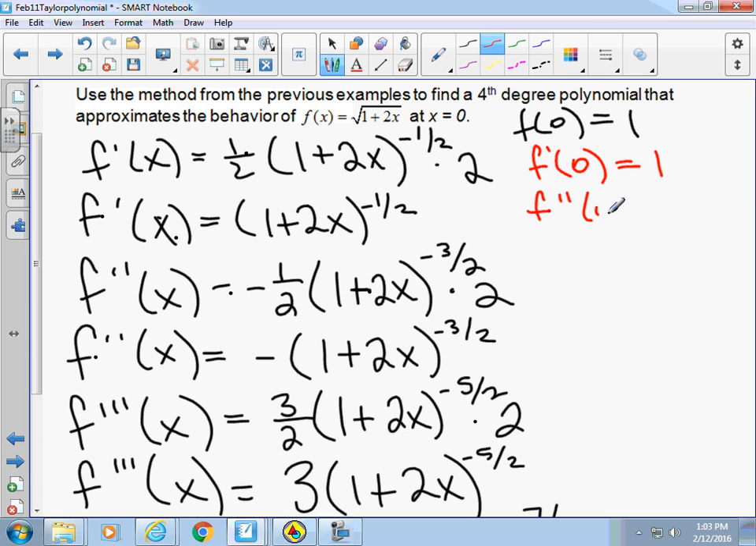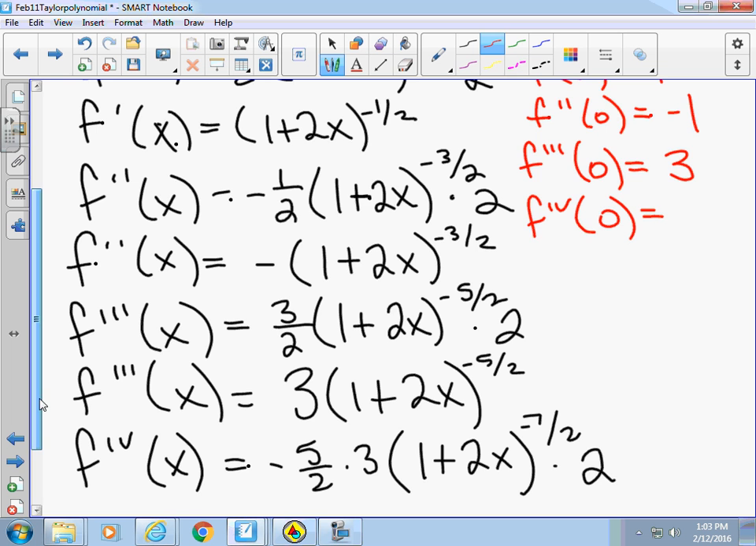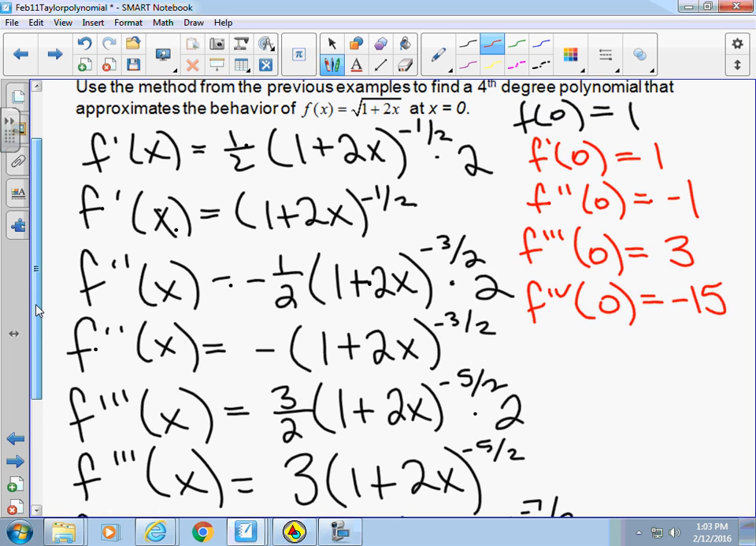So, f double prime of 0 is -1. F triple prime of 0 is 3. Is that right? And the fourth derivative at 0 is, it's a fraction, isn't it? Wasn't it just should just be negative. Oh, good. Oh, yeah, because the 2. -15. Okay. Hopefully you'll have those numbers where you can see them on your paper.